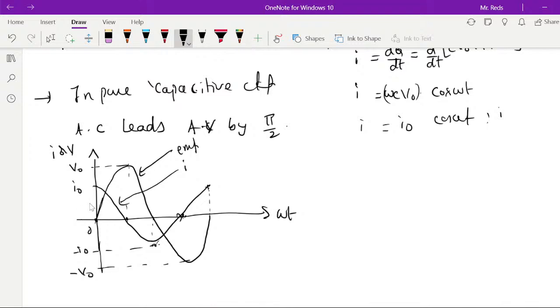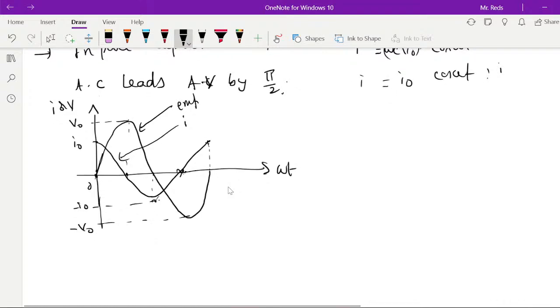So here what you can understand is, at time t equal to 0, alternating EMF is 0 but alternating current is having some positive value, so that means it is ahead or it is leading. That's why I say alternating current leads the alternating voltage by pi by 2 radian in pure capacitive circuits. To represent the same in phasor diagram, let us try to look at the phasor diagram representation.